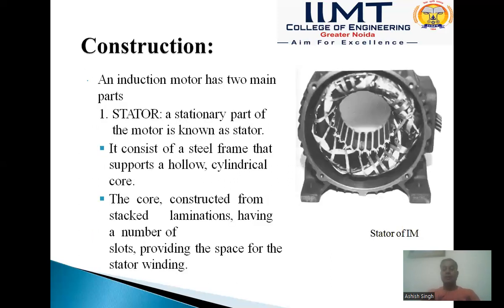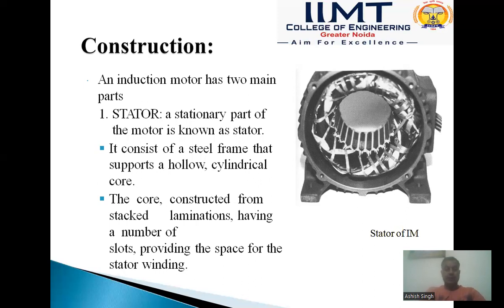So let's start with the construction of three-phase induction motor. As we know, all electrical machines, mainly motors and generators, consist of two parts, and the same as an induction motor has two main parts. One is the stator and the second part is the rotor. The stationary part of a three-phase induction motor is known as the stator. It consists of a yoke, inner steel frame, and three-phase stator winding.